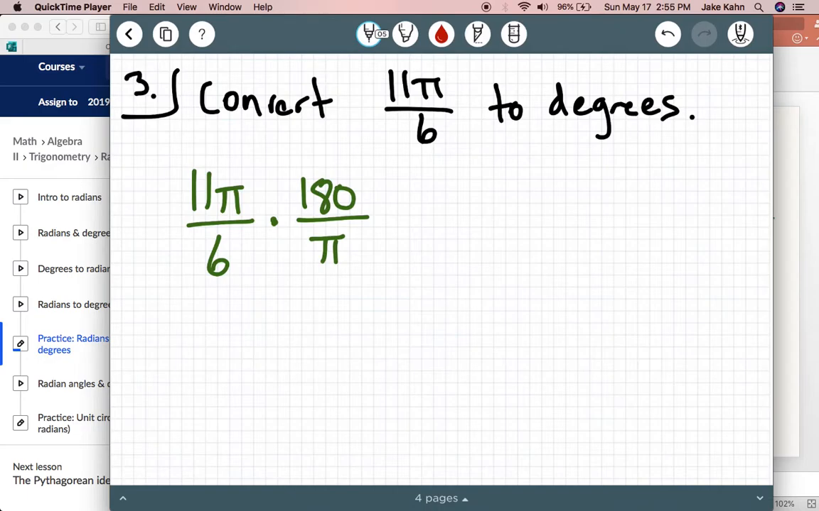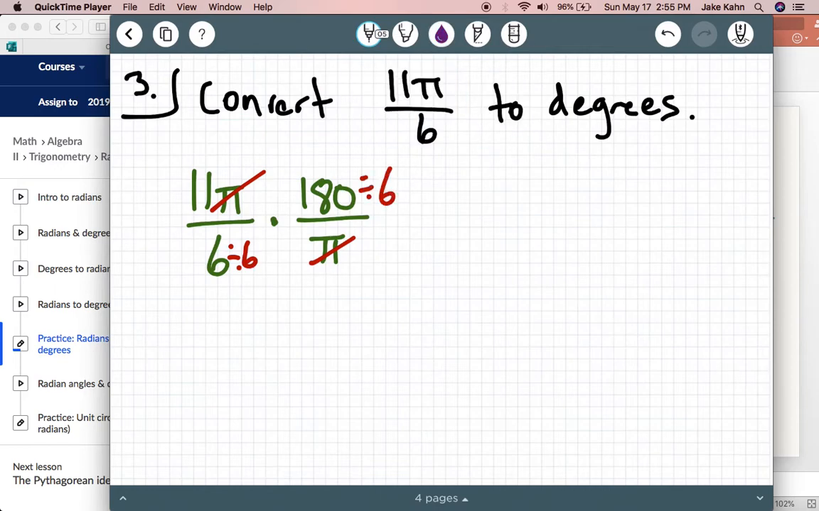If you ever mix up whether it should be pi over 180 or 180 over pi, remember that from radians to degrees, the pi's should cancel out. So one of them should be on top and one of them should be on bottom, right? So the pi's cancel out. What else can we simplify? Well, 6 and 180 are both divisible by 6. So I'm going to do that.